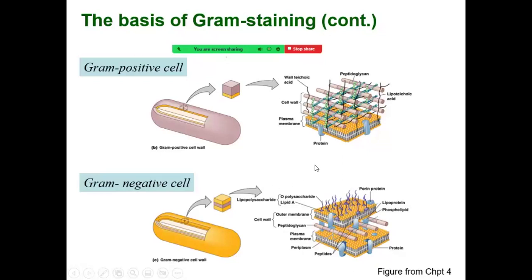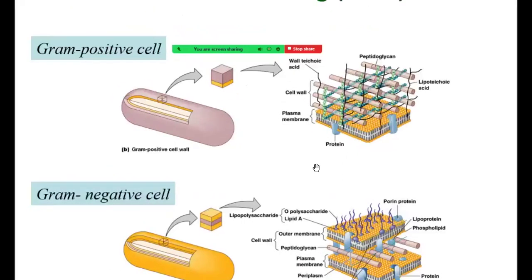On the, let me see if I can blow this up. There we go. On the gram-positive cell, we have layer upon layer of peptidoglycan. There are some other molecules in it, but the main molecule is peptidoglycan outside of the plasma membrane. And this slide is only showing you 3 layers of peptidoglycan. In reality, it's between over 20 and over 100 layers of peptidoglycan.